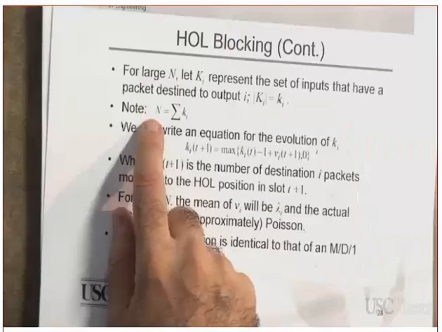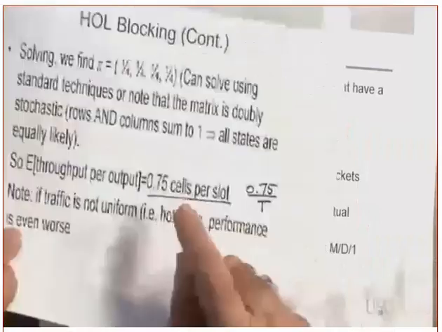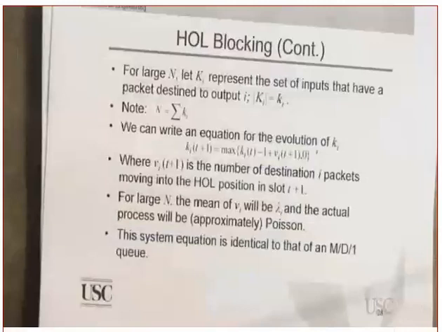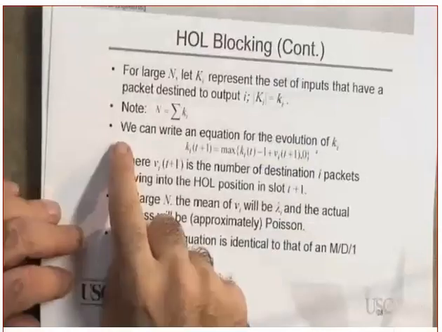Let X be the number of cells transferred to output during any one cell interval. So during one cell interval, during this cell, let X be the number of cells transferred to a specific output, any output, pick any output, during any particular cell. What is the probability that X is equal to K?